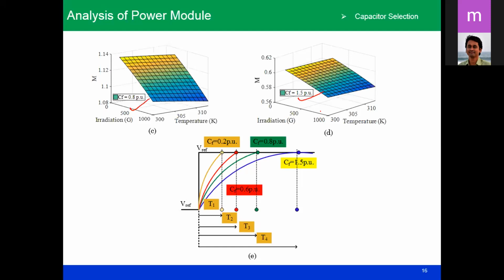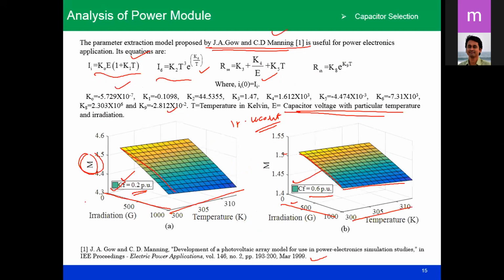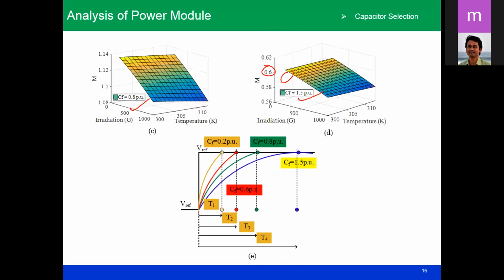So you can see that when you increase the capacitor value, your m value is reducing. The maximum value of m you get is when your capacitor value is 0.2 per unit. In this graph I have drawn, when you take a 1.5 per unit capacitor, it takes a longer amount of time to reach the new VMPP.